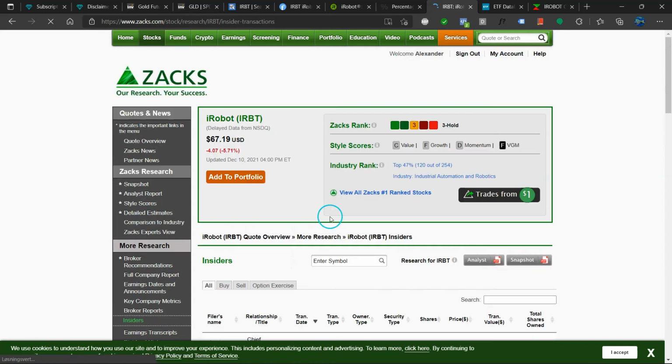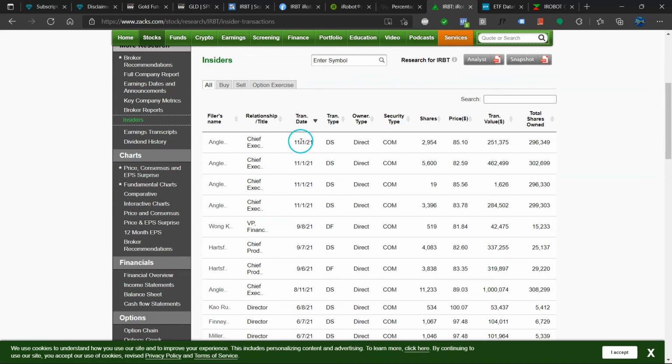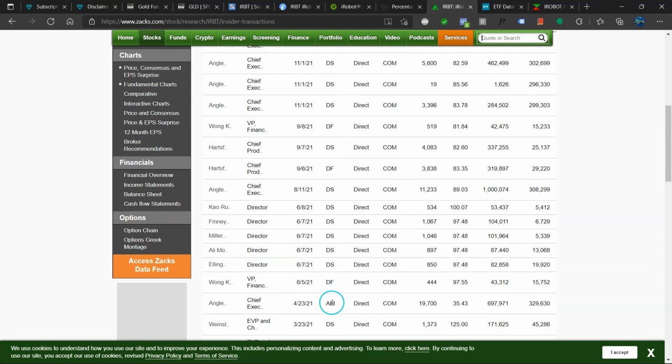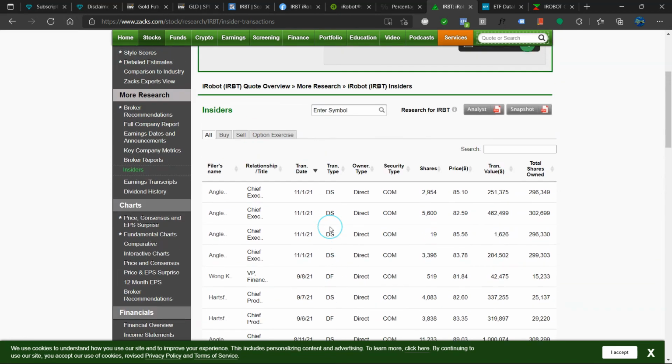Let's look at the insiders. The latest moves, from early November, we did see a bunch of selling here. We have to go way back to April to see some buying. So the insiders have definitively not been helping out the stock.